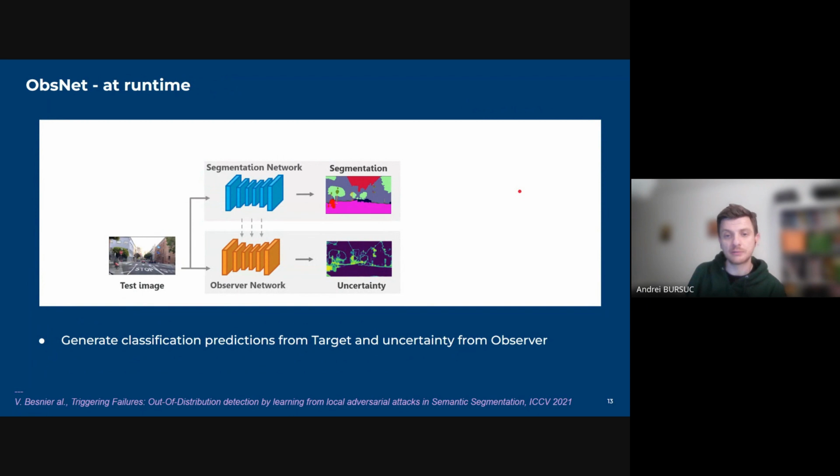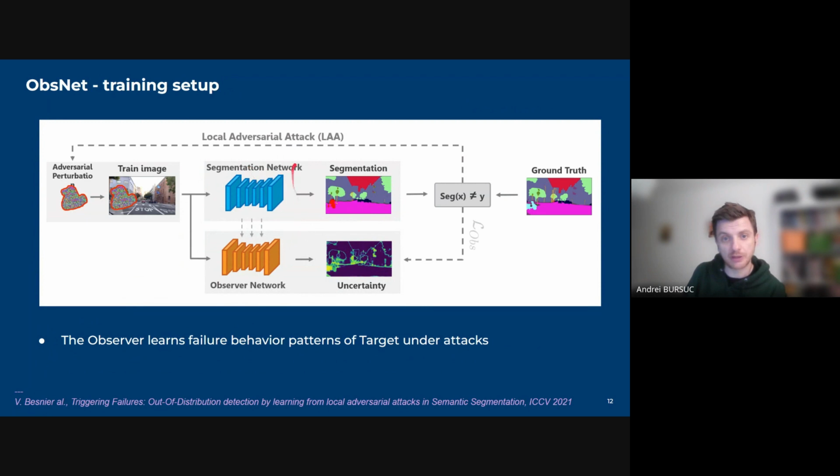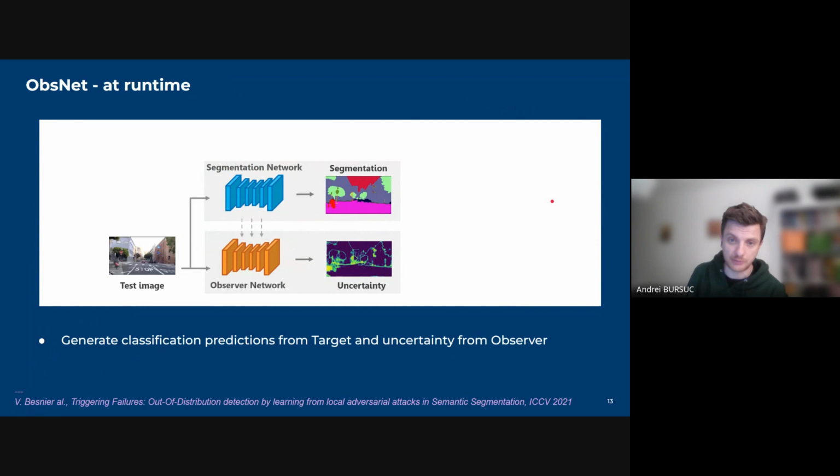So this is the behavior at train time. At runtime, the pipeline is more simplified. I think I forgot to mention, here the segmentation network is frozen. We don't touch it. We will backprop just through the observer network by looking at the ground truth predictions and the confidence that they have, and in the ground truth attacks that we have applied on a certain region of the image. So coming back to the runtime, here we have an input image at runtime.